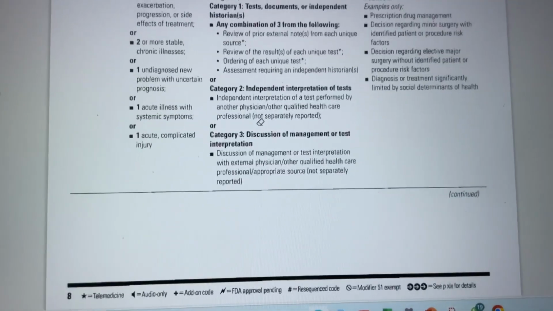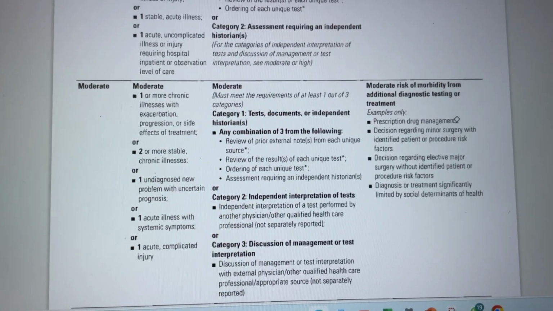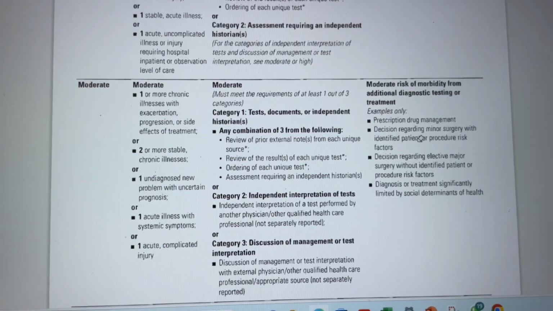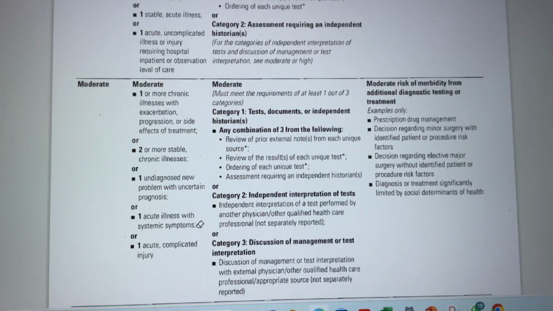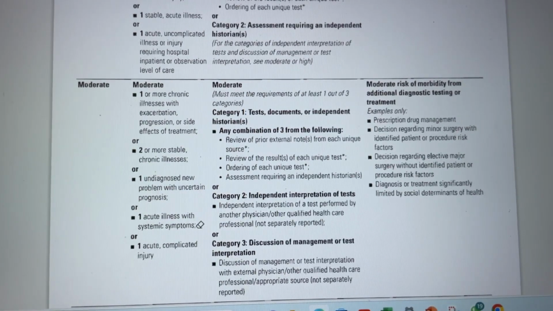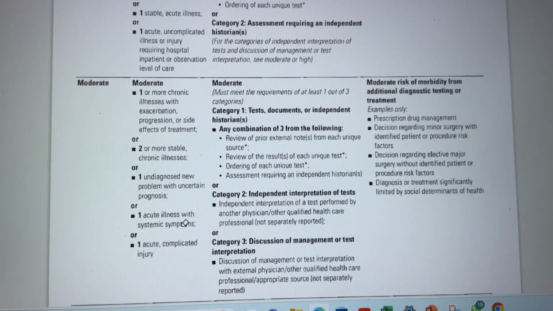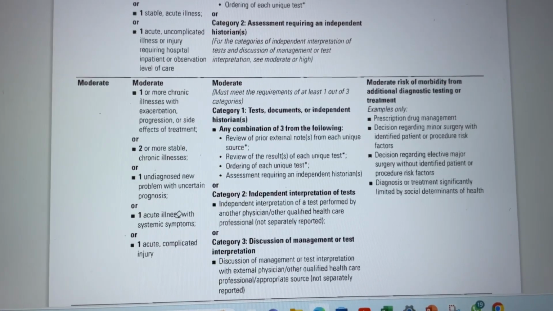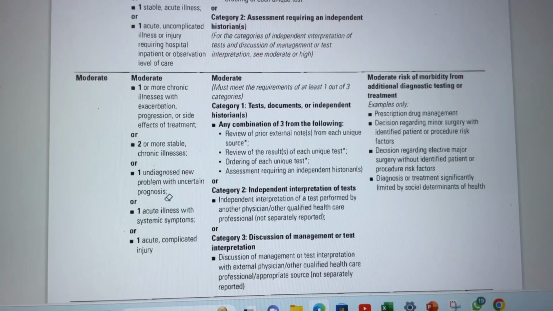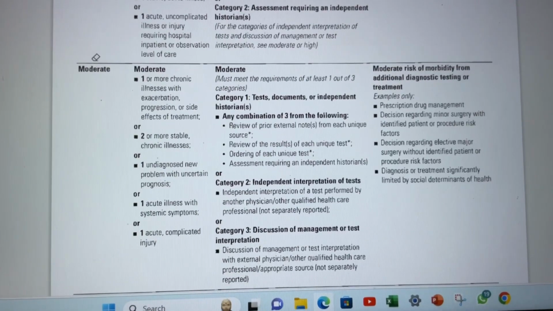In our question, there is prescription drug management, since the physician is giving antibiotics to treat appendicitis, and the patient has an acute illness with systemic symptoms. Appendicitis is an acute illness, and the patient has a fever of 100.2 and right lower quadrant pain and heartburn. So the patient has an acute illness with systemic symptoms. So our 2 criteria are met. So the level of MDM is moderate.